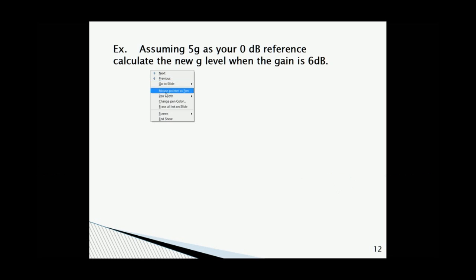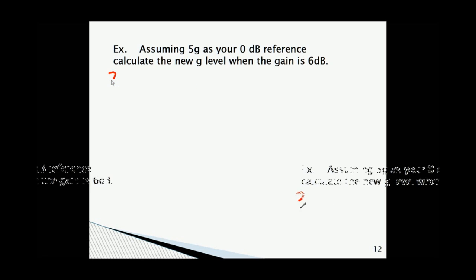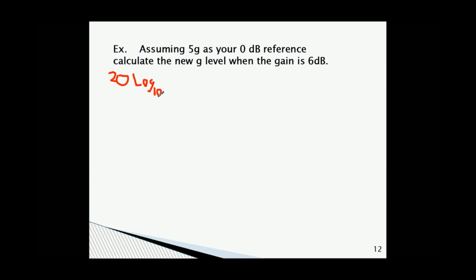So let's go ahead and write down the formula that we just saw in the previous slide, which was 20 times log base 10 A1, which was the response of our input, over our response A naught. And this is equal to dB. Now this equation can be used to find your dB level if you know your response and you know your input. In this case, we don't know our response, our A1, but we do know our dB.